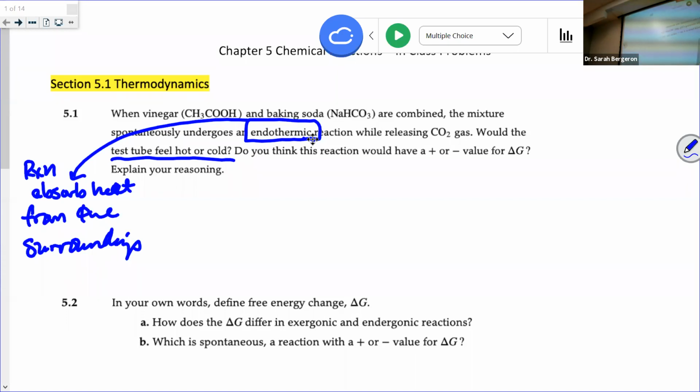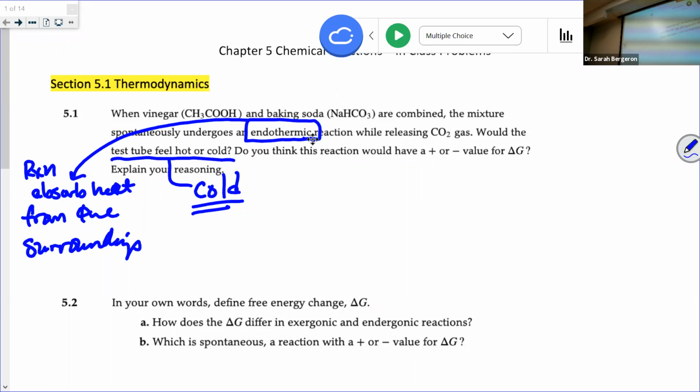The test tube is going to feel cold because the reaction is pulling your heat in order to make it go, right? So we said if it is endothermic, that means heat is entering the reaction. Well, where did it come from? It came from the surroundings. So the surroundings are going to get cold. So would the test tube feel hot or cold? It would feel cold.